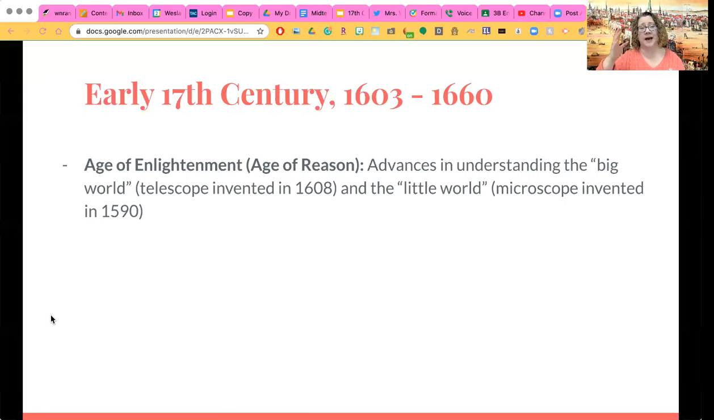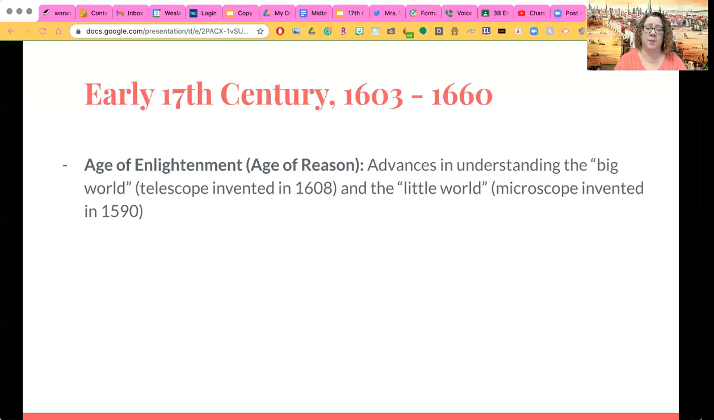You can look up into the sky and you can see some planets with the naked eye. Sometimes they just look like big stars. But with the telescope, scientists had an opportunity to really start to see what's out there, and that hadn't been explored previously.